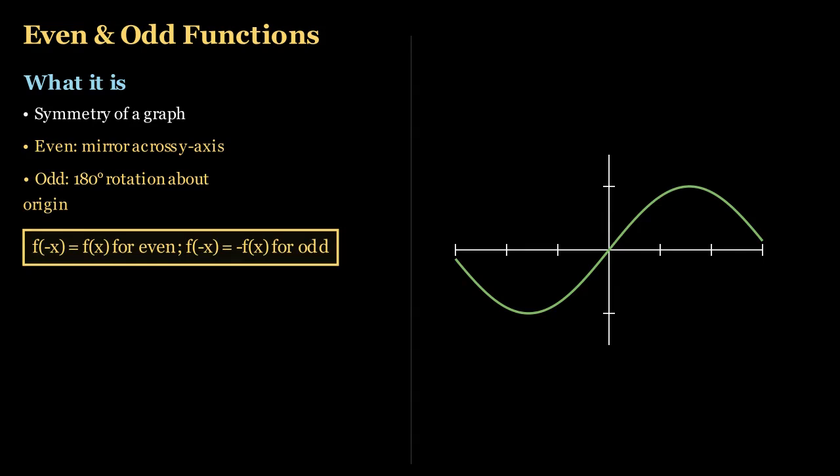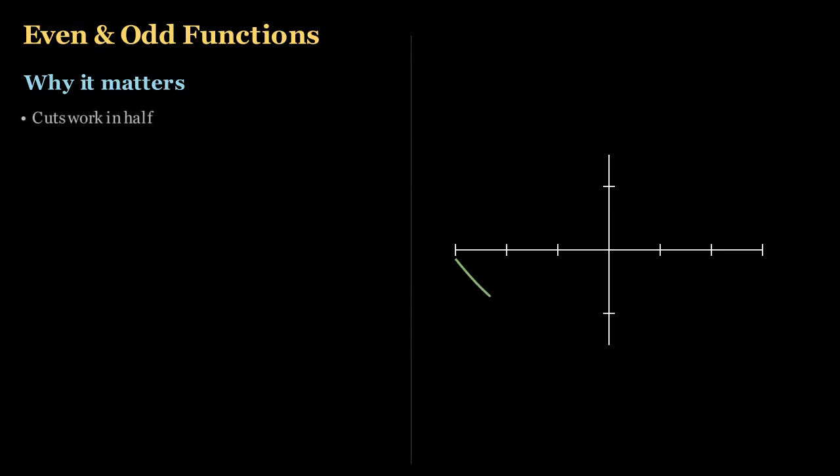An even function gives the same output for a number and its negative, like f of 3 equals f of negative 3. An odd function gives the opposite output, so f of negative 3 equals negative f of 3. Why do we care if a function is even or odd? It's a huge shortcut. If you know a function is even, you only need to figure out half its graph, the other half is just a reflection. This saves time when you're sketching complex functions.